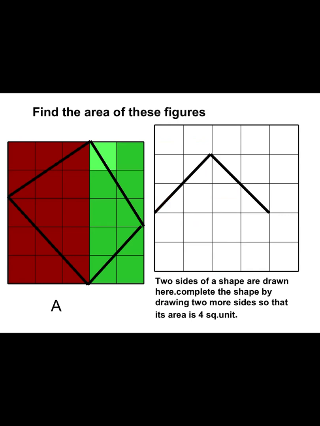Now the next figure is given. Two sides of a figure are given here. You have to complete the figure so that the area of this figure must be 4 square unit. I think you know how to calculate the area of these figures just by calculating the number of the squares. I'm sure that you can do this. Who has done it?